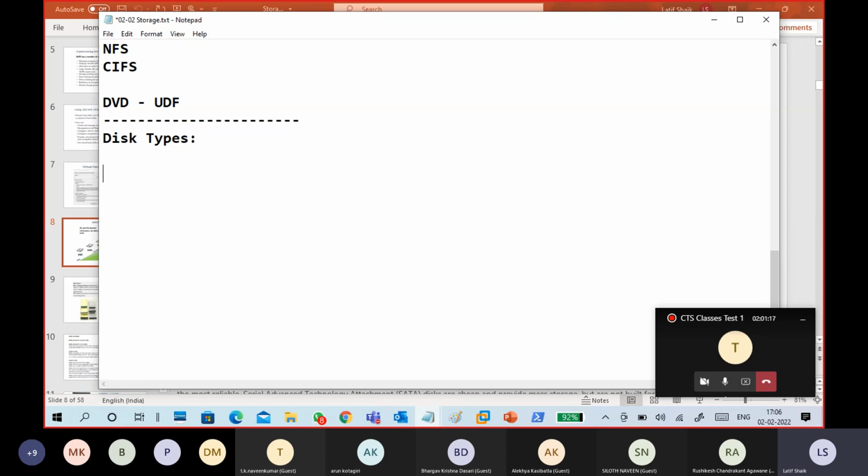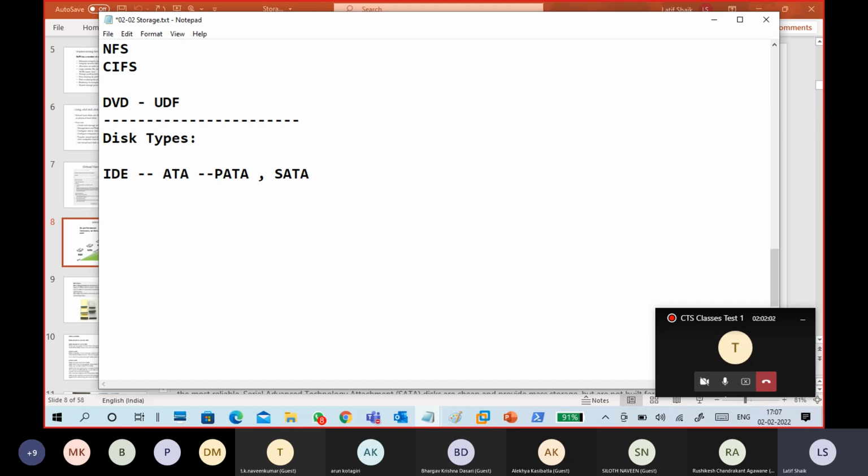Disk types. The first one is, earlier we had IDE. IDE means integrated drive electronics. IDE is a type of disk interface. It has an 80 pin connector. This IDE further developed into the ATA type. So we call it IDE, EIDE, whatever it is, it is the ATA type of disk interface. And from ATA, two things came out: one is SATA, another one is PATA.